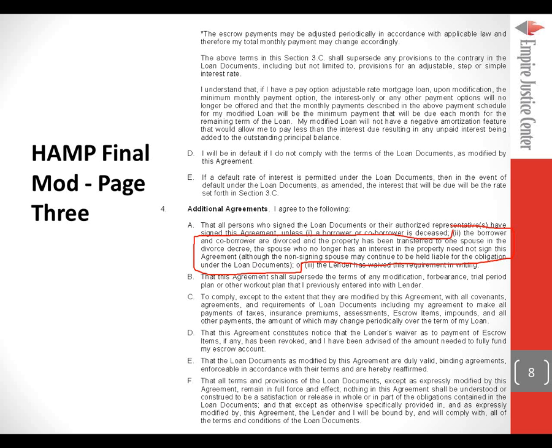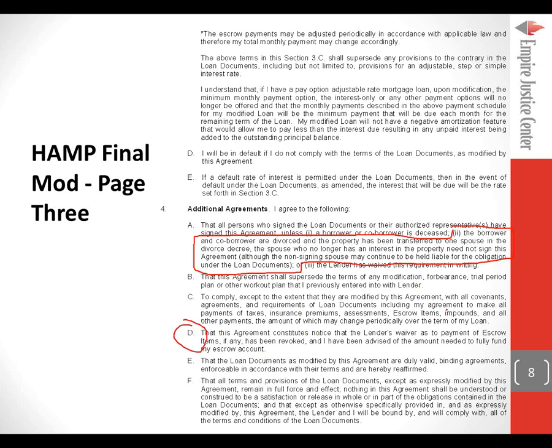Under HAMP, that is not necessary. You'll see here in Section 4A. If the parties are divorced and the property has been transferred from one spouse to the other in the divorce decree, the spouse who no longer has an interest in the property need not sign this agreement. Now, you'll note that the next section, the non-signing spouse may continue to be held liable for the obligation under the loan documents, but they do not need to sign the documents. We have had several cases where there's a lot of animosity between the ex-spouses, and so the chances of having both of them sign are very low. In that case, you would not need to have both parties sign.